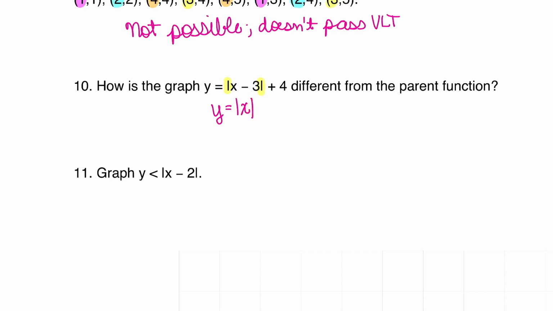So in this case, the way that it differs is that our translated graph up here has a shift to the right 3 and up 4. So that's the difference between it and the parent function.